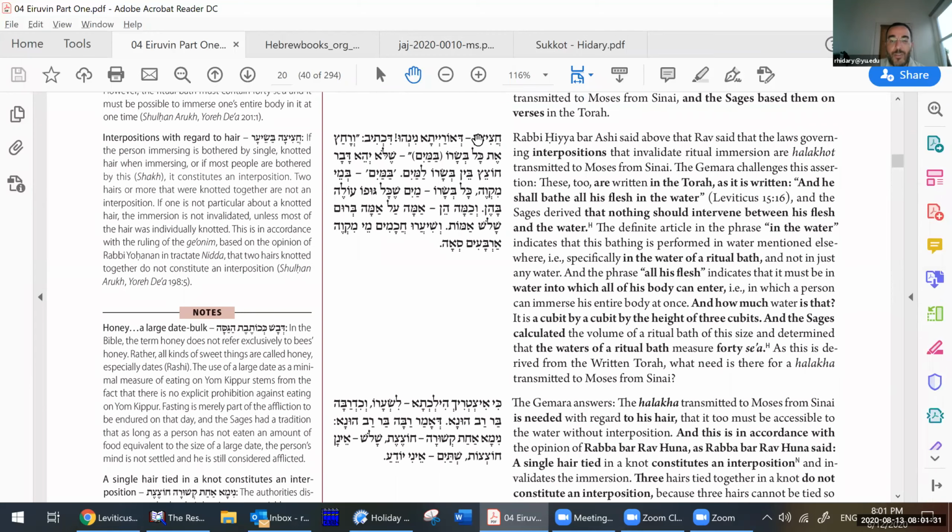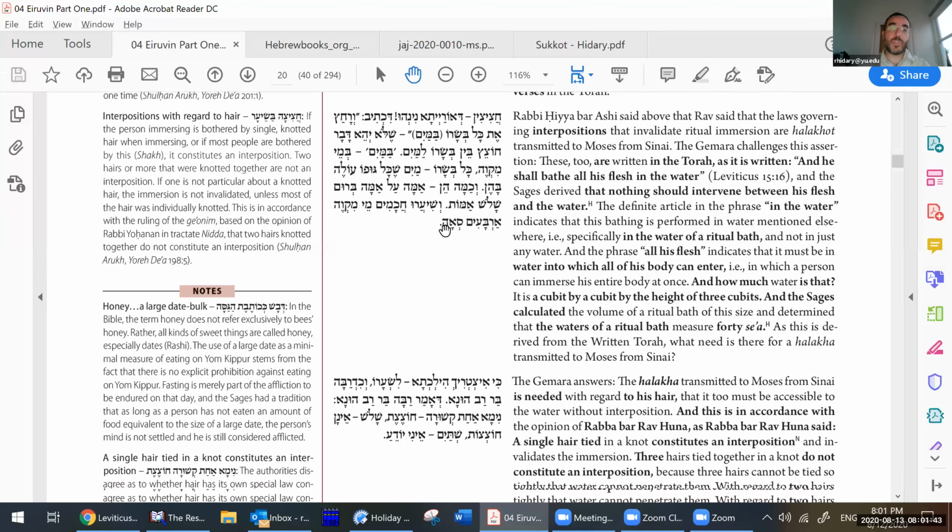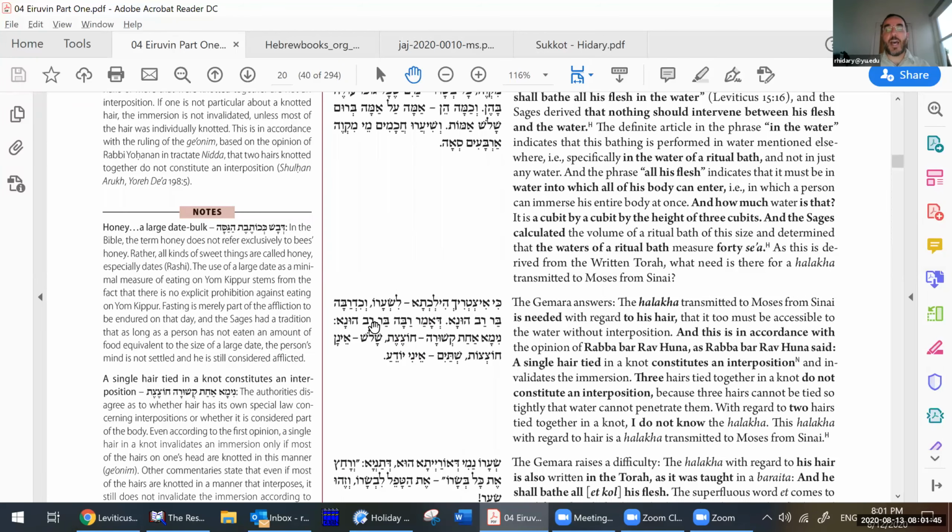So now we have a question, right? Chatzitzin, you said that all this is based on tradition. Here's a pasuk. It says explicitly that the water has to touch your skin. So this is what we meant to say. Of course, the law of a mikveh, that the water has to touch your skin, that's in the Torah. But what does the tradition add? That even your hair has to be in the water.